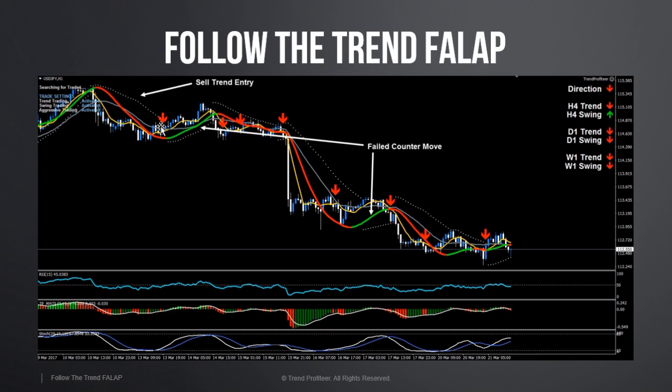Very, very gentle. The slow moving average is very flat, and the fast moving average, the yellow moving average, is very gentle as well. Again, here another failed counter move with a very gentle incline on the trend follower, and a very gentle incline with the yellow or gold moving average, and again the gray being very flat.